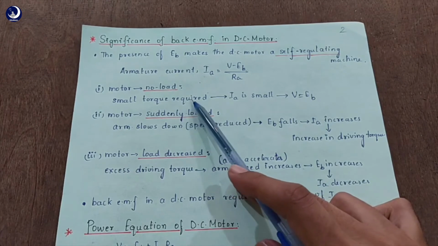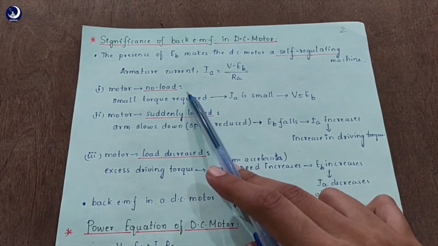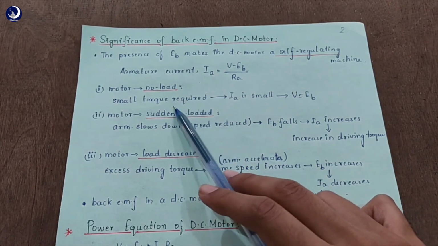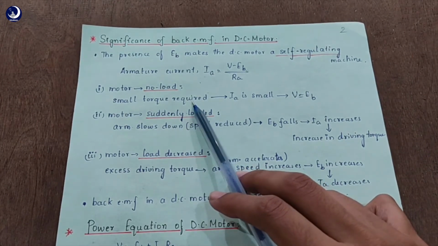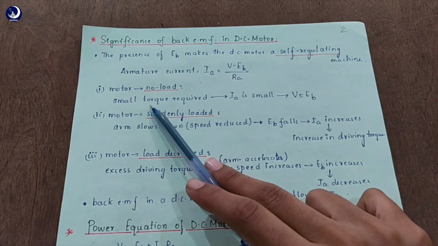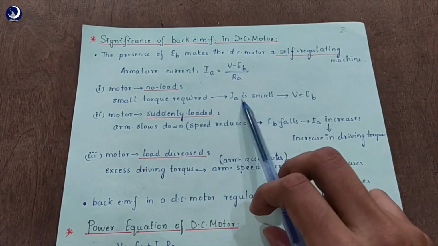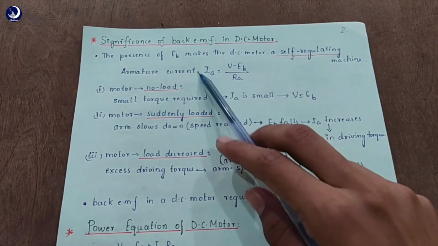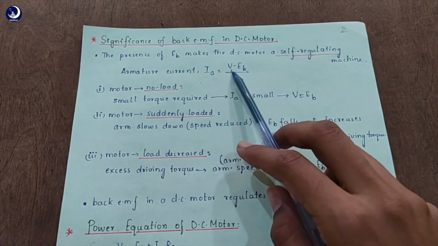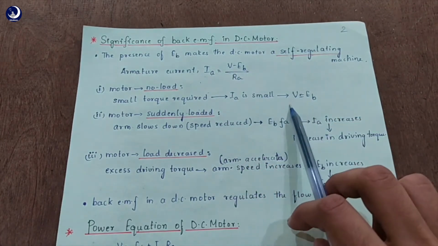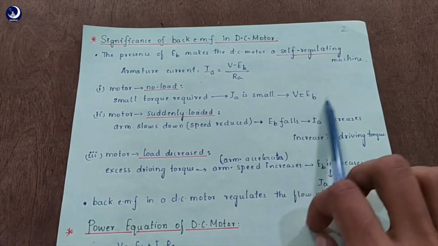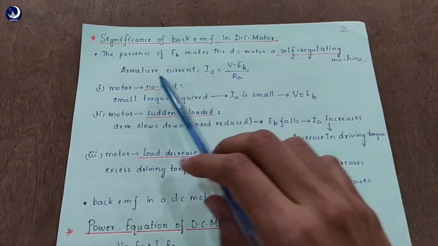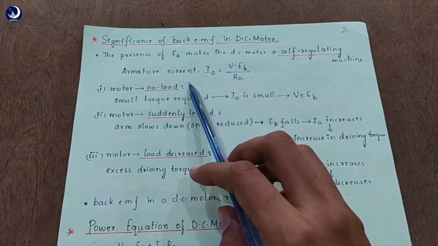The first one, when the motor is at no load, a small torque is required to overcome the friction and windage losses. So as the torque is small, the armature current is small. The armature current is small, so that means the applied voltage is approximately the same as the back EMF. Okay, so this is when the motor is at no load.